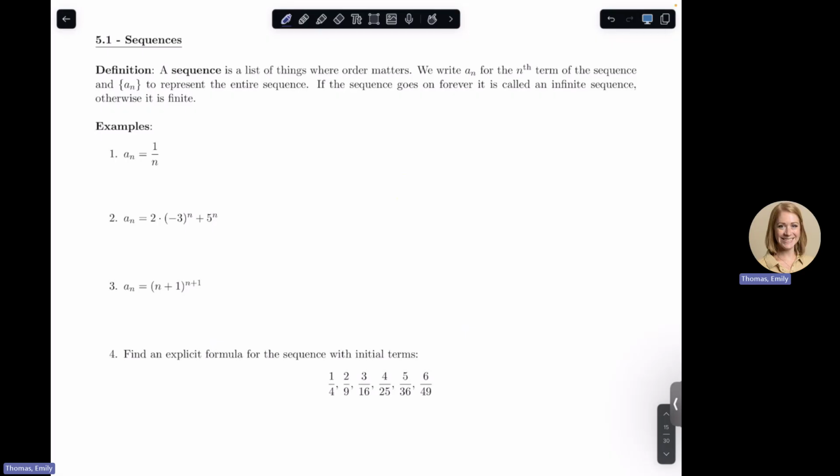A sequence is a list of things where order matters. We write a sub n for the nth term of the sequence, and curly braces a sub n to represent the entire sequence. If the sequence goes on forever, it's called an infinite sequence, and if not, it's finite.